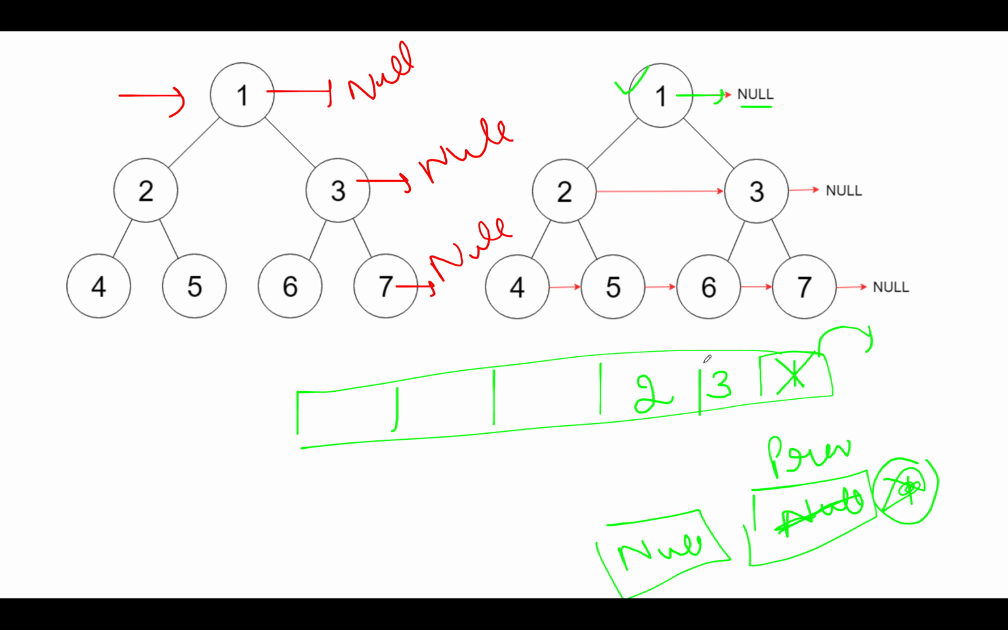For level 1, the third node gets pulled out, and we'll set its right pointer to the previous node. What is the previous node? The previous node right now is null. So 3.right gets set to null.